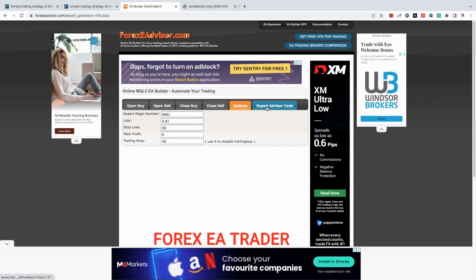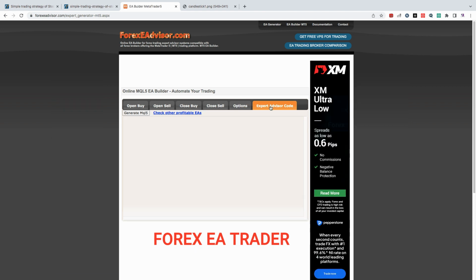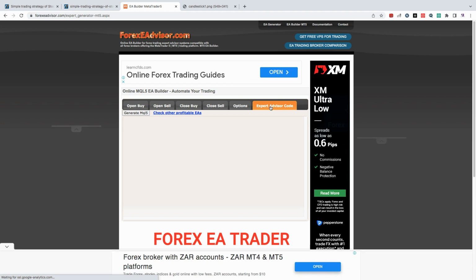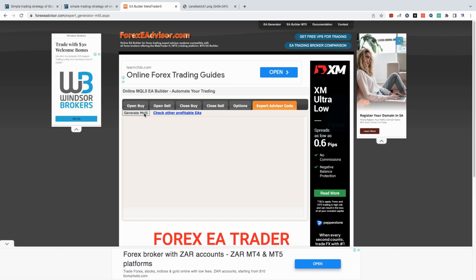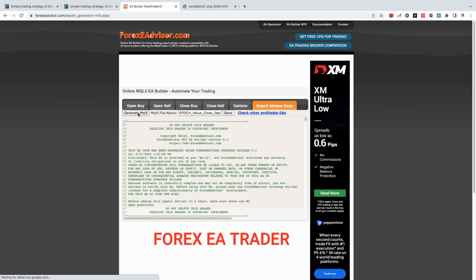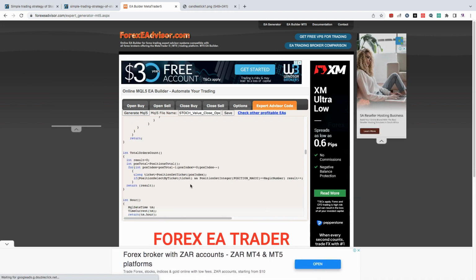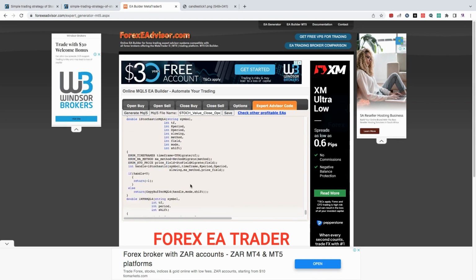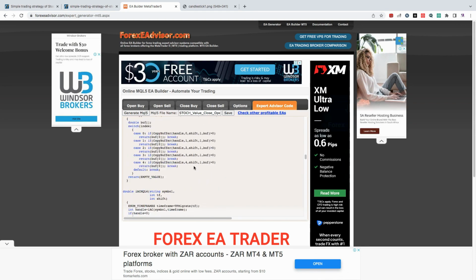Then after that, we come to this section here, expert advisor code. This is where you're going to get the expert advisor code. Then this is generate MQL5 code. So here you are going to generate the code for your robot for MetaTrader 5. So if you just click on there, this is the code. This is how it's looking like, neat and nice.